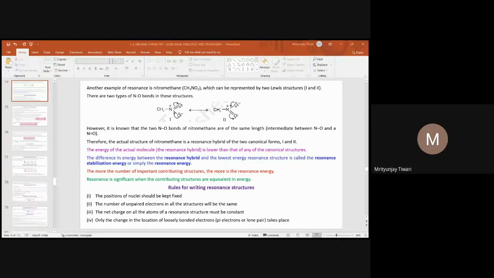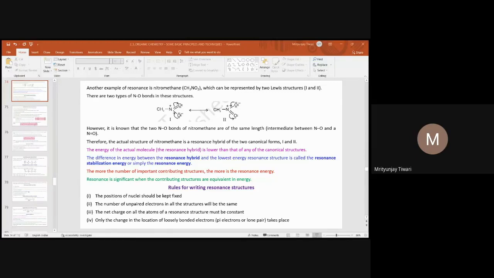As well as the number of unshared pairs of electrons, that is, the number of lone pairs, would also be the same in all the resonance structures. The net charge on all the atoms of the resonance structure must be constant. It means if the entire molecule is neutral, then in all the resonating structures, the net charge must be zero.